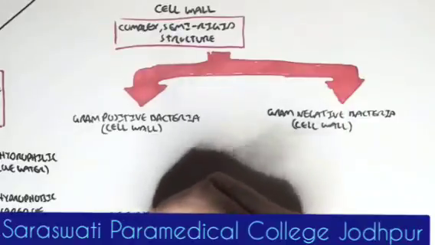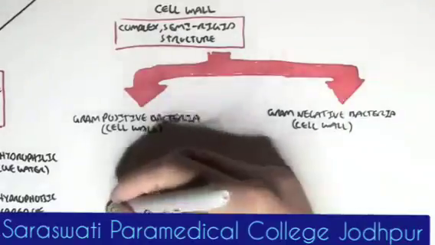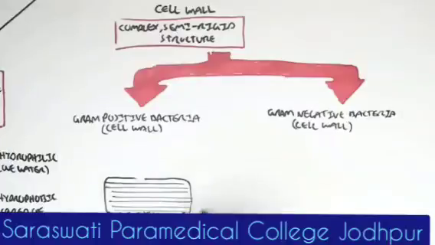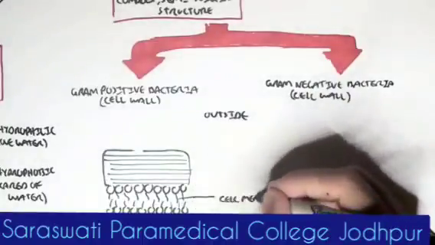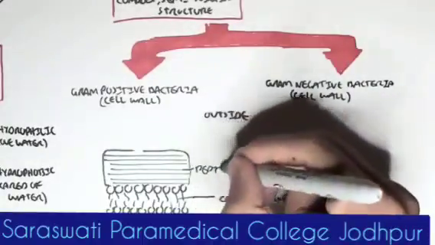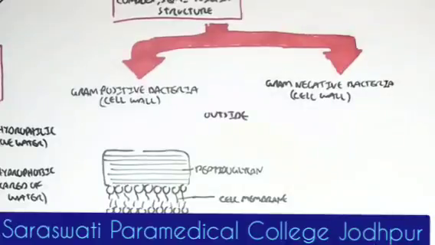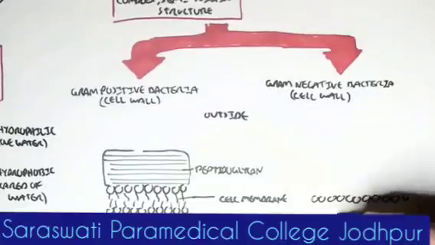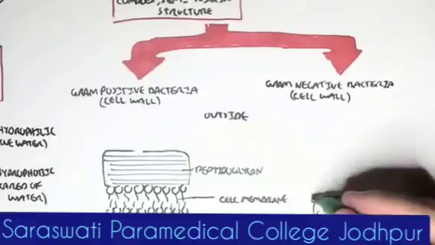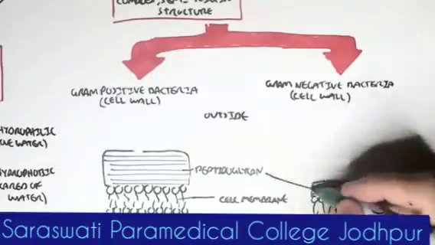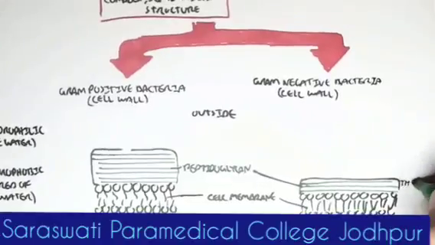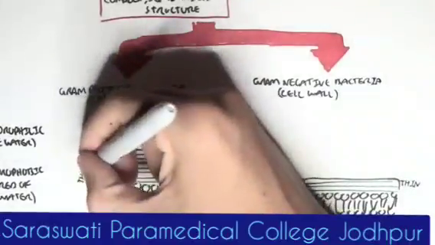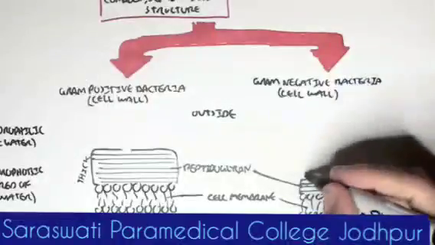Well, the gram-positive bacteria has a cell membrane with a structure above it. Let's just say here's the outside of the bacteria and here's the inside of the bacteria. So here we have the cell membrane, and the structure above it is known as a peptidoglycan and is composed of amino acids and sugars. The gram-negative bacteria also has a cell membrane, but it has a very thin peptidoglycan layer compared to the gram-positive. So gram-negative has a thin peptidoglycan layer, the gram-positive has a thick peptidoglycan layer.